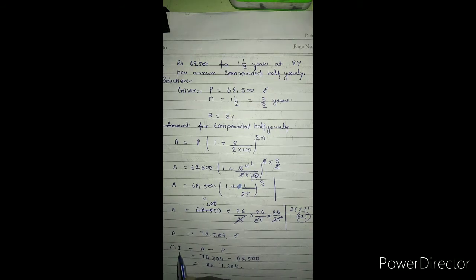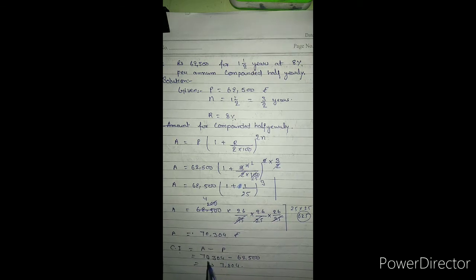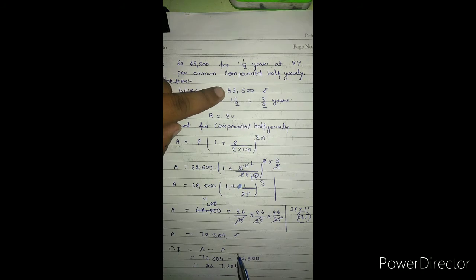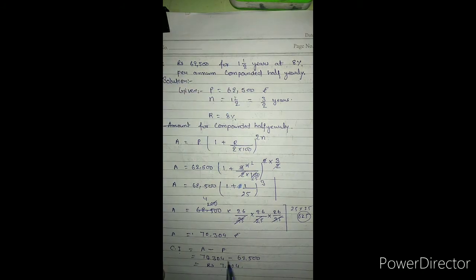Okay, so find out the compound interest. CI is equal to what? We know that the formula is A minus P. So 70,304 minus our principal amount, which was 62,500 rupees. So subtract it. When you subtract it, you will get 7,804 rupees as the compound interest.